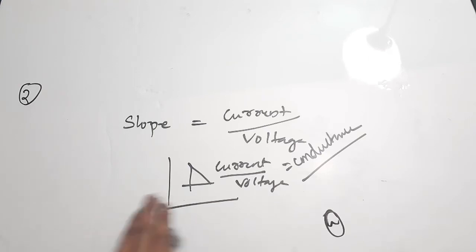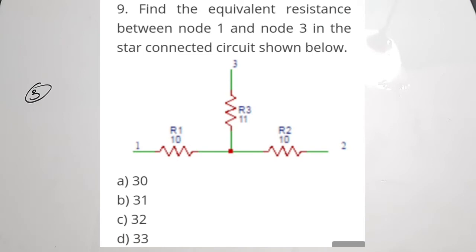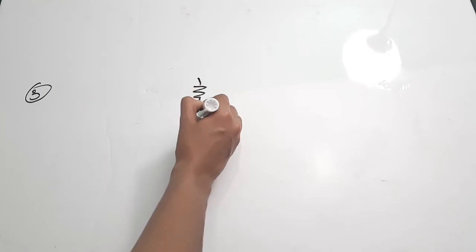Now moving on to the third question. The third question is from network analysis. You need to perform star to delta conversion. So let's read the question. Find the equivalent resistance between node 1 and node 3. You'll be seeing the figure. Anyway, I'm drawing it for you.